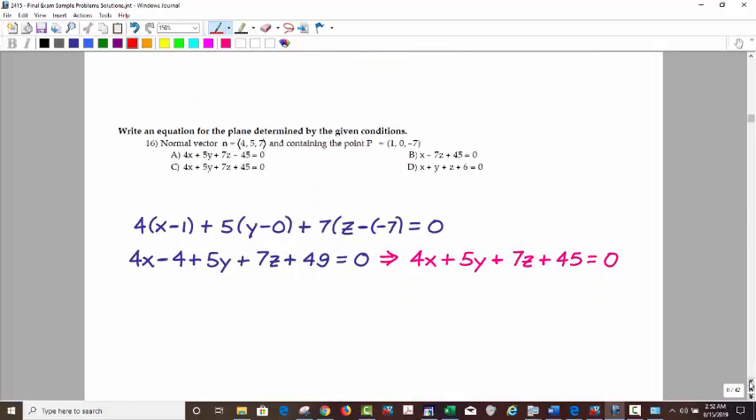Number 16, normal equation of the plane. You need a normal vector and you need a point. We have that. The normal vector is your A, B, C in these equations. They're the coefficients of the x minus x0, y minus y0, z minus z0. And so 4, 5, 7 will be your coefficients. I just recognize there's a missing parenthesis here. Not a big deal.